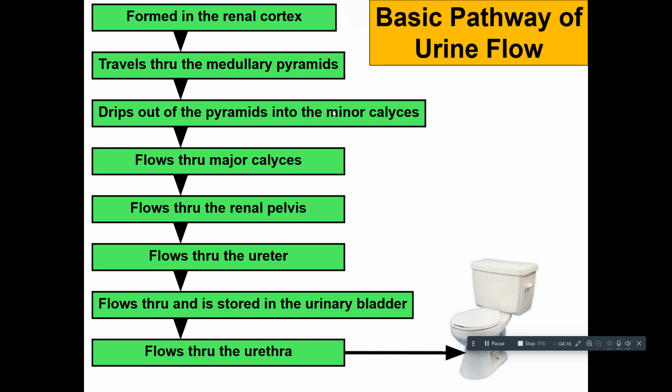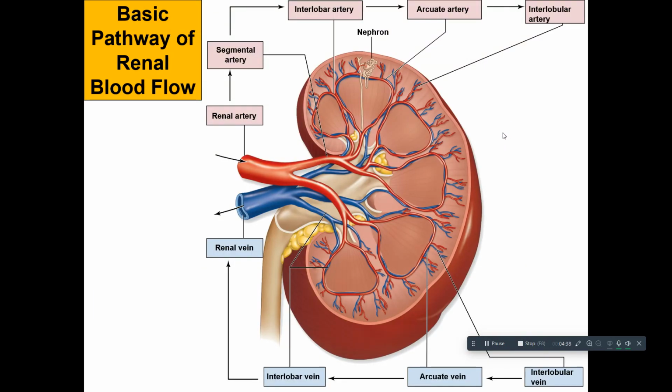So we got a lot of good kidney anatomy right there. And in fact, we can start a basic pathway of urine flow right now. So urine is formed in the renal cortex, goes through the pyramids, drips out of the papillae into the minor calyces, into the major calyces, renal pelvis, ureter, urinary bladder, urethra, toilet. So that is a very basic pathway of urine flow. We'll expand on that later.